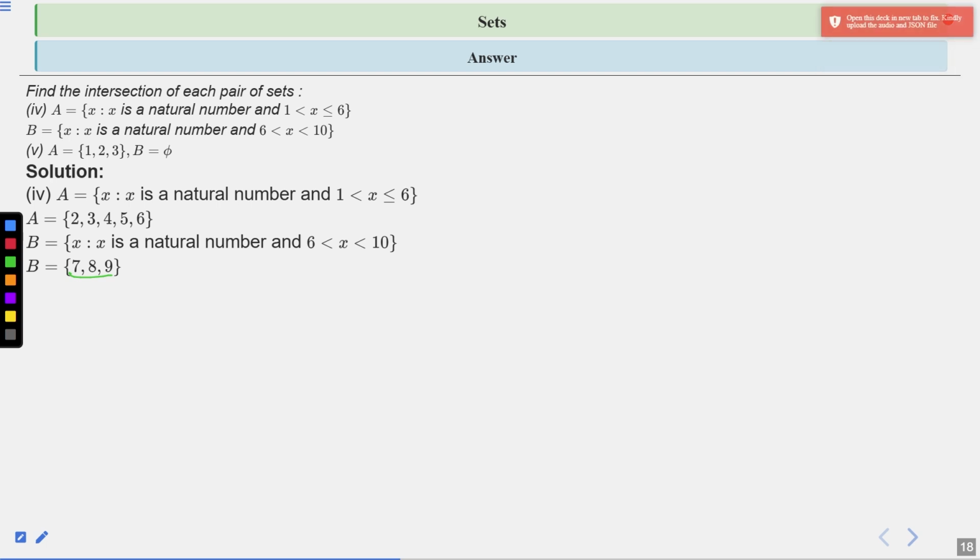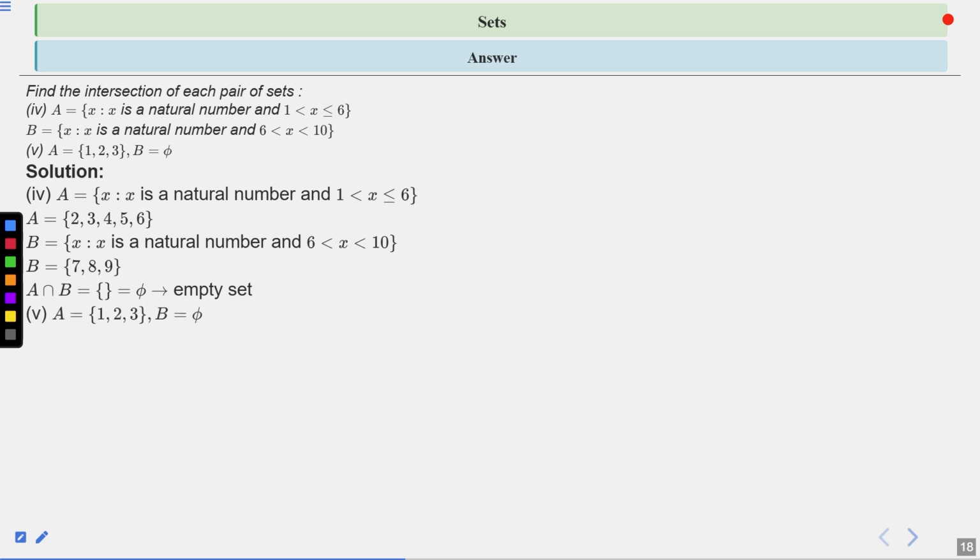Clear? Now intersection is quite simple. We do not have any element which is common to both. So, empty set. Clear? And another name for A and B is what? Anybody can answer? So if you remember disjoint sets, here we can say that A and B both are disjoint. Clear?